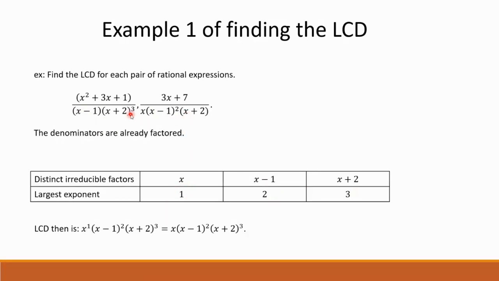For x plus 2, we have 3. We have 1. So 3 is the largest exponent. Okay, so what is the LCD then? That's going to be x to the first times x minus 1 squared times x plus 2 cubed, like so. Which is the same as writing this. If you left the exponent 1 here, that's fine. I'm not going to take off points for that. People don't generally write it, but I'm not going to take points off if you write the 1 here. But this is our LCD.